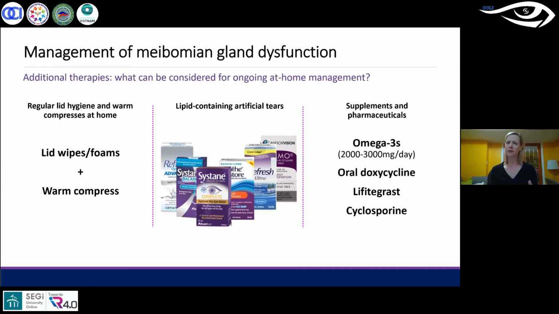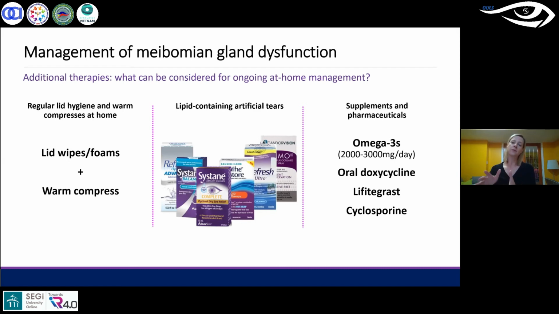Now, why would that be? Well, of course, if their meibum is not working properly, coming out of their glands, it's not getting onto the tear film, which means that their lipid layer of their tears is either absent or severely compromised. So adding lipid back in a lipid-containing or a lipid-stabilizing artificial tear can be helpful for these patients.